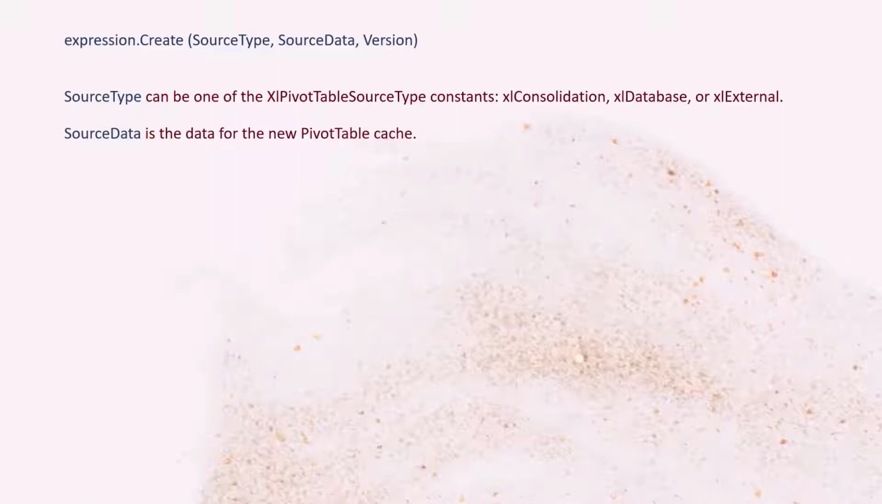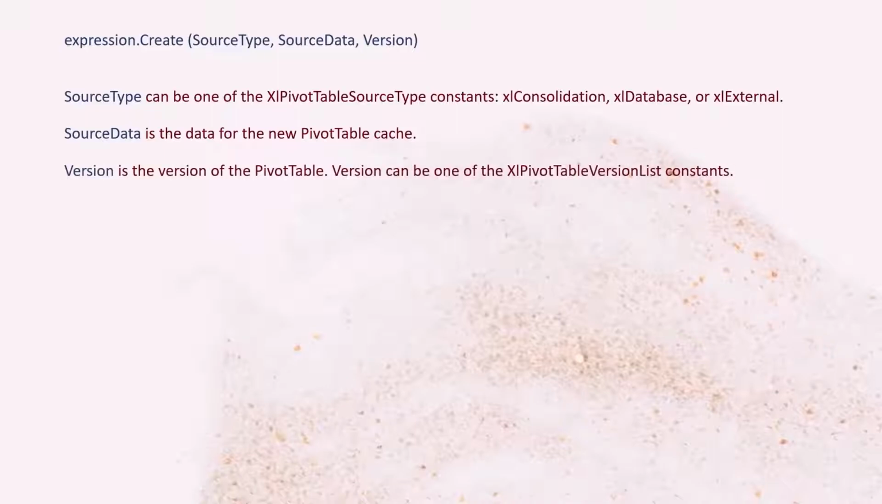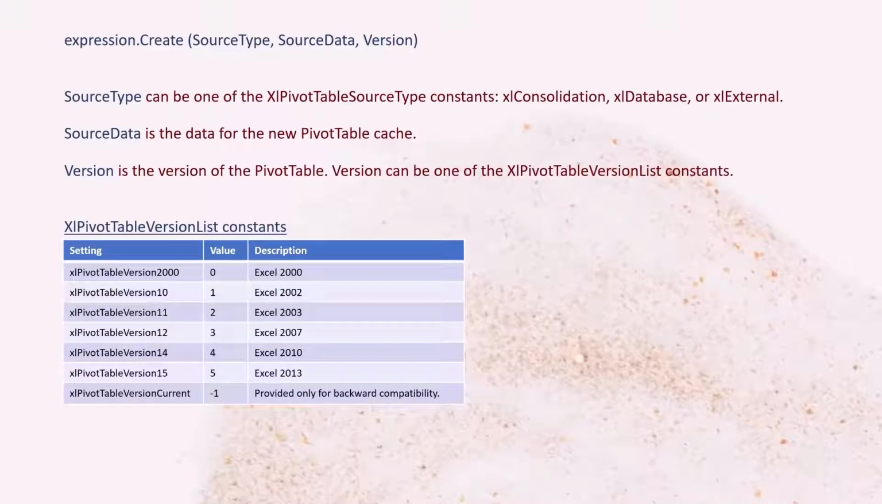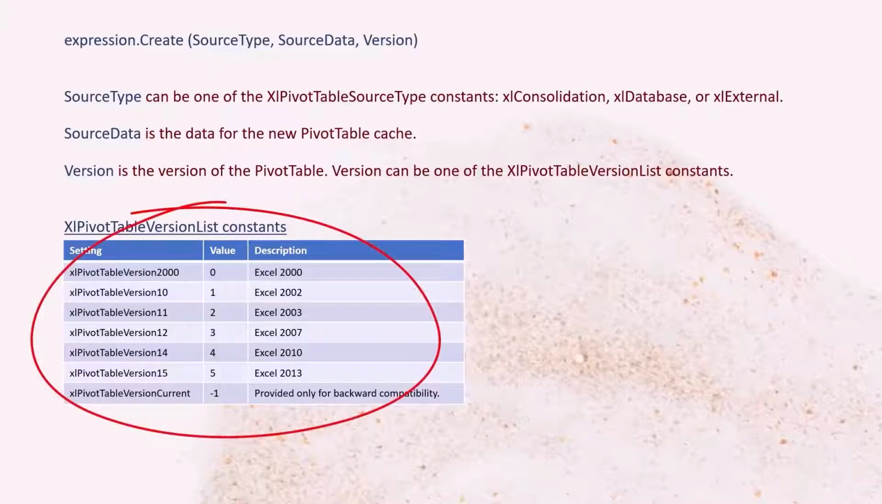It is the data for the new pivot table cache. The version is optional again. It is the version of the pivot table. Version can be one of the xlPivotTableVersionList constants. The xlPivotTableVersionList constant specifies the version of a pivot table or a pivot cache. Creating a pivot table with a specific version ensures that tables created in Excel behave in the same manner as they did in the corresponding version of Excel. So these are the constants.